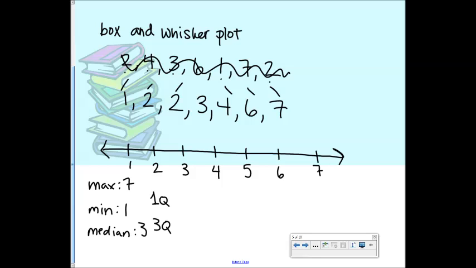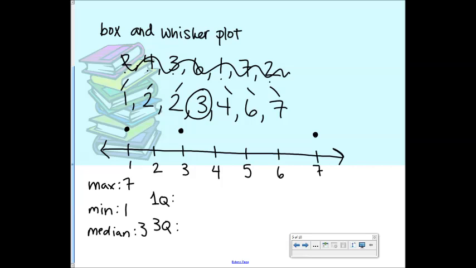Now, to figure out the first and third quartile, essentially what those are is just the median of each half. So take a look at 3. 3 was our median of the whole thing, so take 3 out of it. Now the first half is this set of numbers, the second half is this set of numbers. The first quartile is just the middle number in this set, which would be what? 2. So 2 is our first quartile.